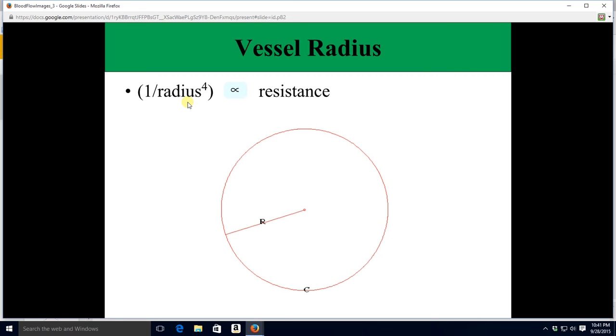So for example, if radius tripled, then resistance would drop by a factor of 3 to the 4th power, which of course is 81. 3 times 3 is 9, times 3 is 27, times another 3 is 81. So the point of this here is a small change in radius will create a big change in resistance. And this is one of the major reasons that radius is the most important factor impacting resistance.